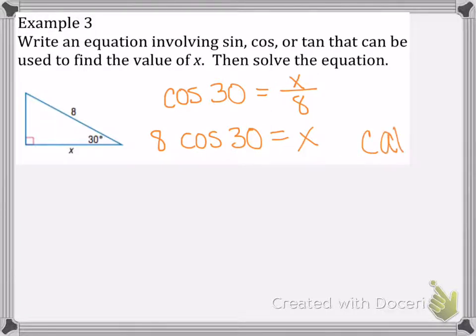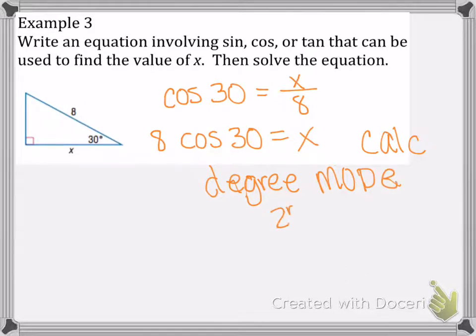Now you would use your calculator. Make sure that it's in degree mode. To check that, you want to click on the word mode, which is next to the second button, and then you'll see the words degrees or radians. Make sure that the degrees is highlighted. After plugging that into my calculator, I get 6.93.